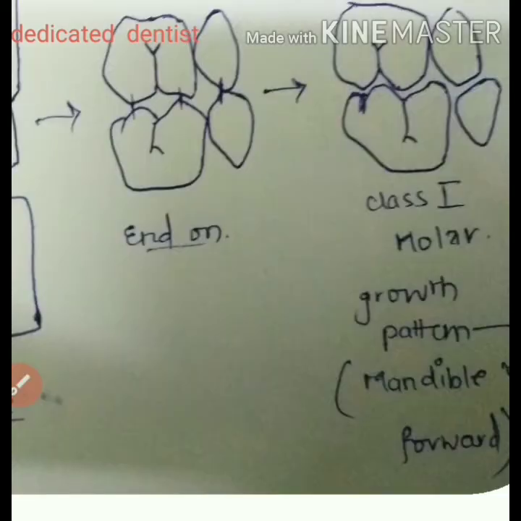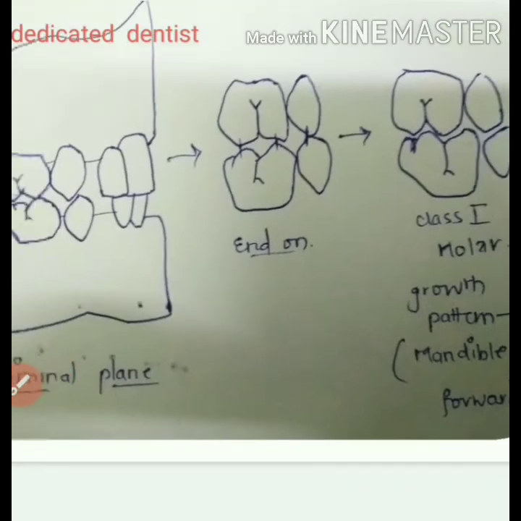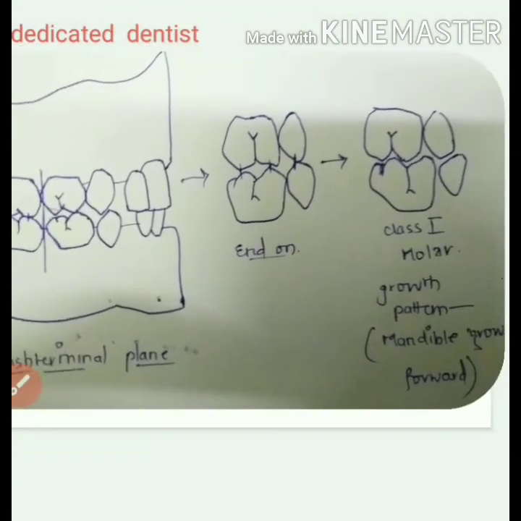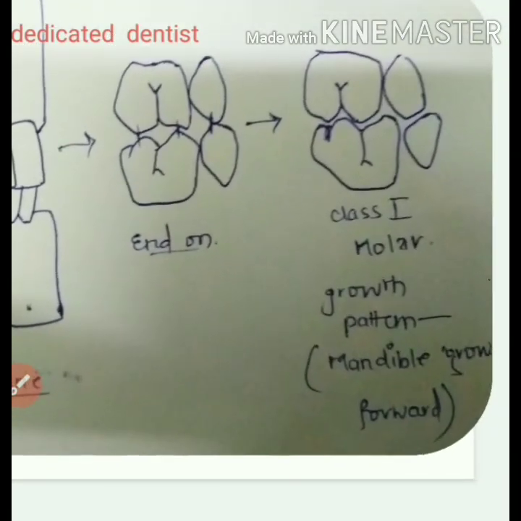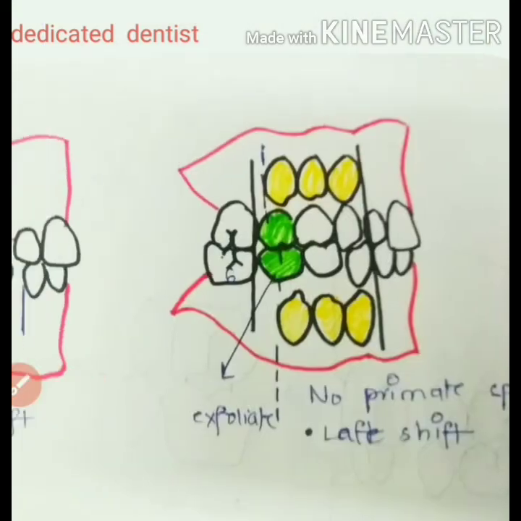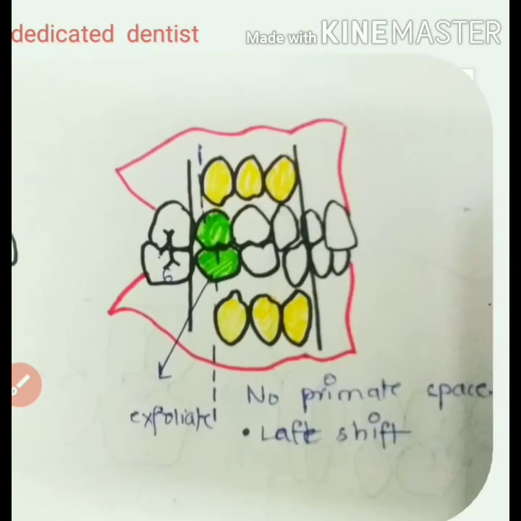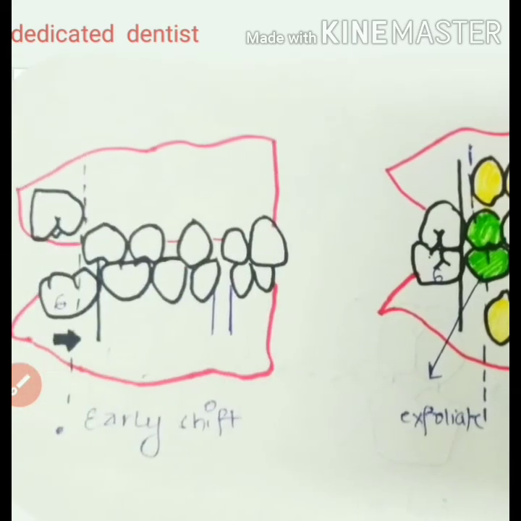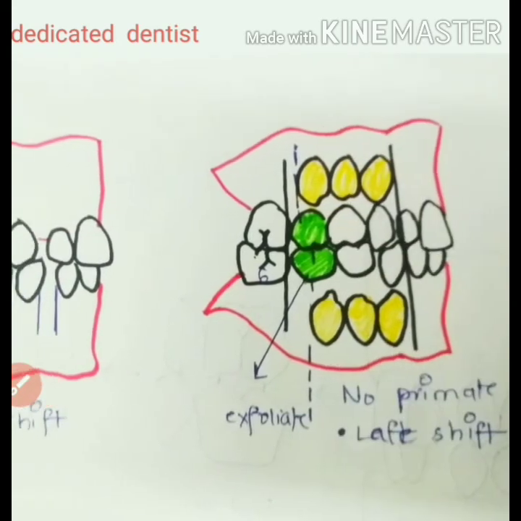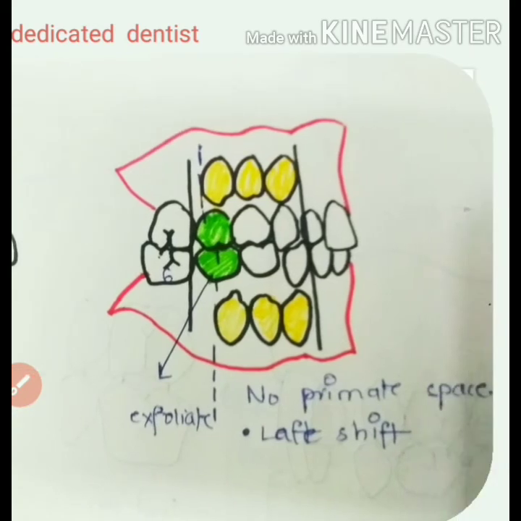So that was how a flush terminal relation resulted in a class 1 molar relation due to forward growth of the mandible. It took place by early mesial shift and late mesial shift. So either case results in a class 1 Angle's relationship.